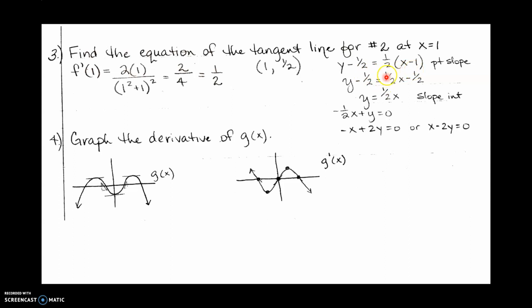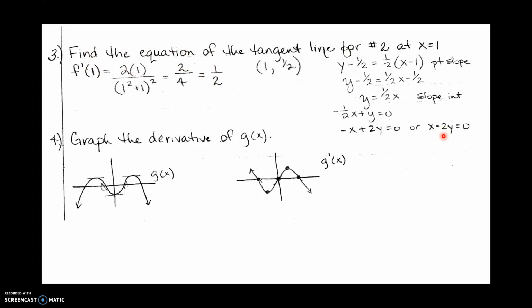And so I can distribute my 1/2, so that'd be 1/2 x minus 1/2. If I add 1/2 to both sides, then that would give me slope-intercept form. And if it's supposed to be in standard form, I have to move everything over to one side, set equal to 0, and get rid of the fractions, because remember that the coefficients of x and y cannot have any fractions in them. So I'm going to multiply that whole thing by 2 or by -2, either one, and that would give me my equation in standard form.